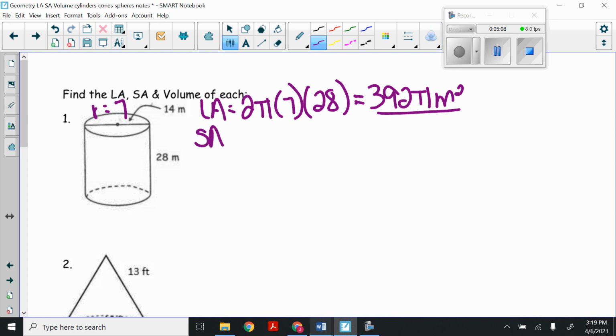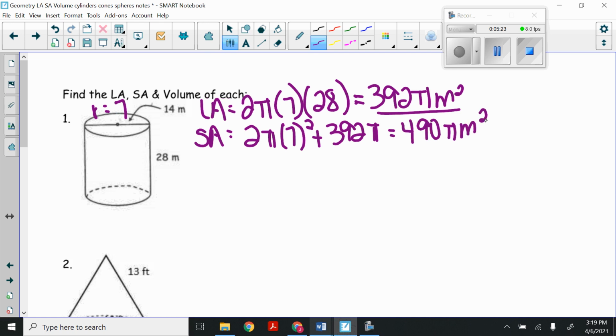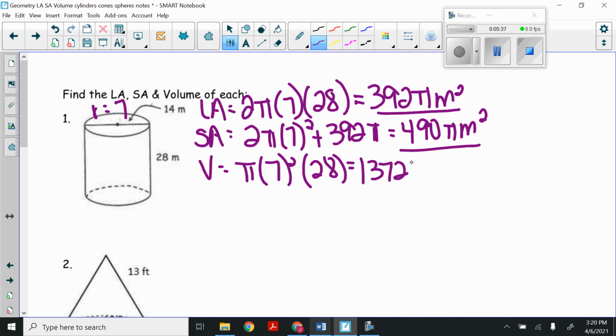The surface area is 2 pi r squared, so 7 squared, plus our lateral area, 392 pi. When we work all of that out, we get 490 pi meters squared. Volume is pi times our radius squared, so 7 squared times the height of the cylinder, 28, which is 1,372 pi meters cubed.